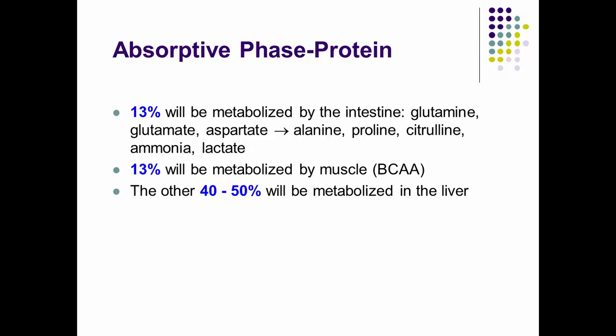And 13% of amino acids, particularly branched-chain amino acids, will be metabolized in the muscle. And the other 40 to 50% of amino acids will be metabolized in the liver. So almost half of the amino acids that we absorbed are metabolized in the liver. So the liver is the most important tissue that metabolizes amino acids in the fed condition.